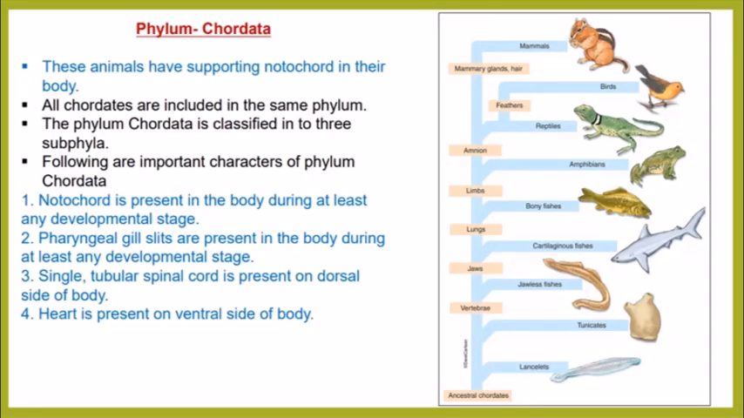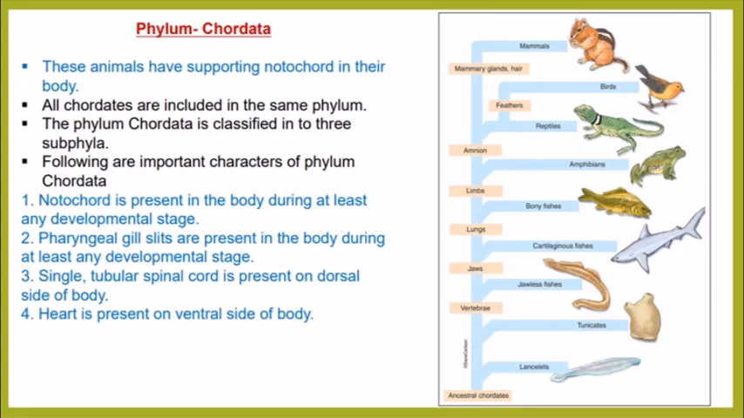Phylum Chordata. Now all the animals which are included in phylum Chordata have a notochord present in them. Notochord is present in all these stages. They also have pharyngeal gill slits, and they have the spinal cord, or we can say the nerve cord. Now it is present on the dorsal side, that is on your back side.